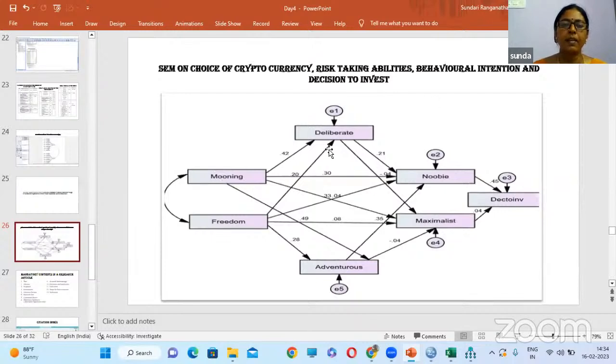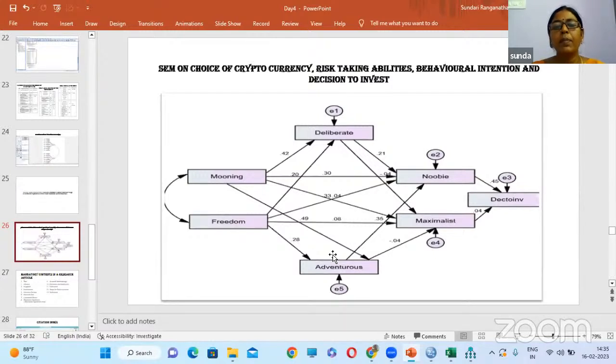And then the risk-taking abilities. There were two types of risk-taking abilities that were mentioned in my study. Deliberate risk-takers and adventurous risk-takers. Deliberate risk-takers are those who know about the risk involved in the transaction, and they have already learned, or they have undergone some kind of positive or negative experience. So when they are taking it, they know what is there with them.